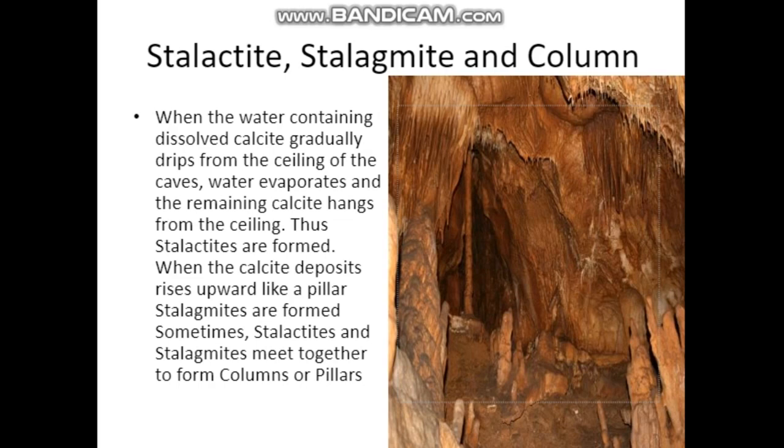When the water containing dissolved calcite gradually drips from the ceiling of the caves, it falls like a drip. So what will happen? The water will evaporate and the remaining calcite hangs from the ceiling. So it will be like a ceiling of the caves. The next one, the stalagmite: the stalagmites are formed when the calcite deposit rises upward like a pillar. So it will be seen as stalagmites are formed. Sometimes both the stalactite and stalagmite meet together to form columns or pillars.